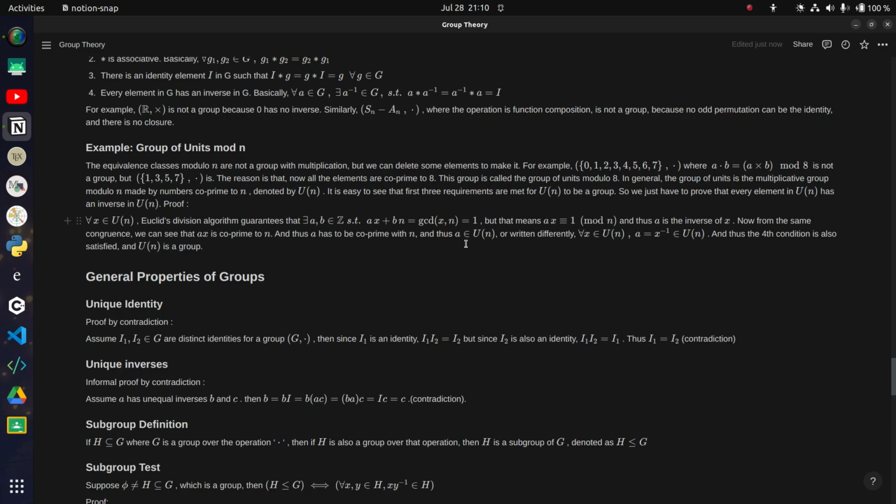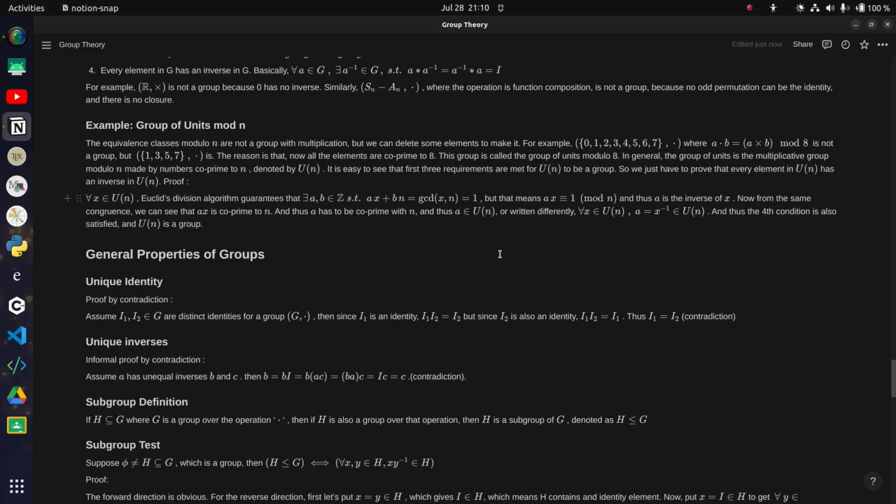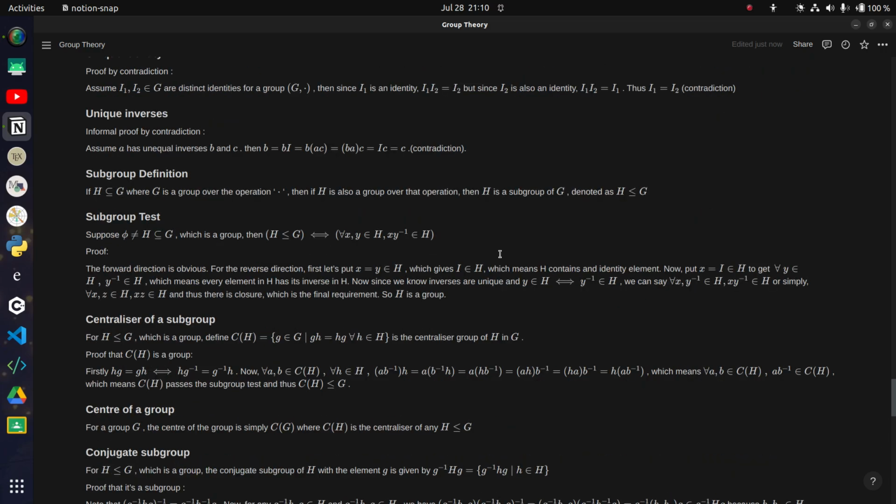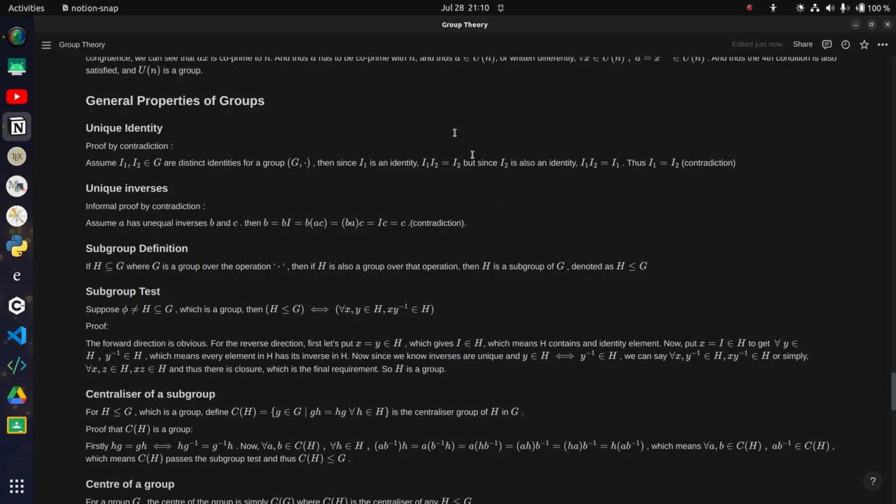So now written differently, what we just said is that for all x in our group U, a, which is the x inverse, we just proved that, right? ax is congruent to 1. That is co-prime to n, and that means it's also a part of that group U, right? And thus the fourth condition is also satisfied, and U_n is a group. Alright. So that was a nice example.